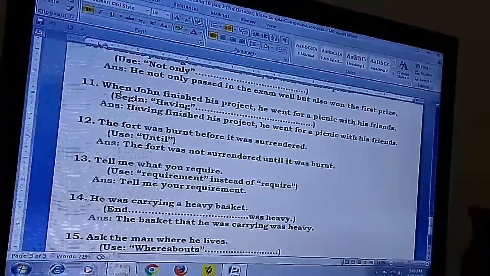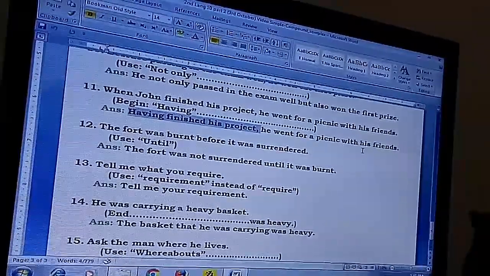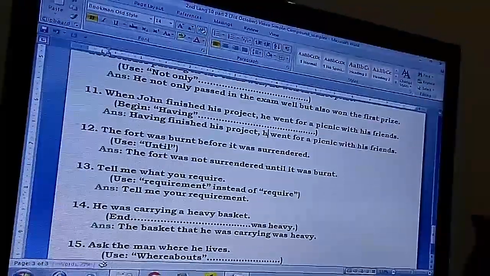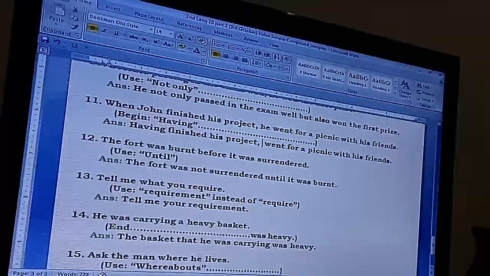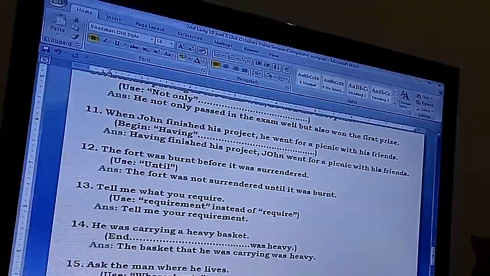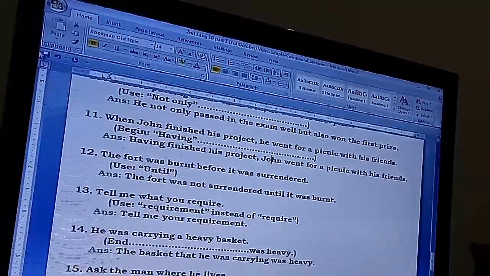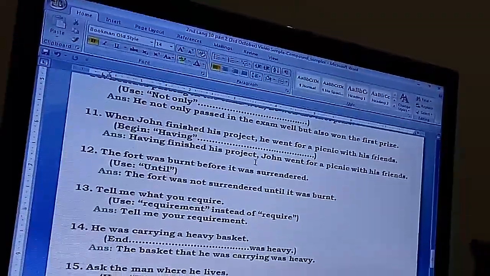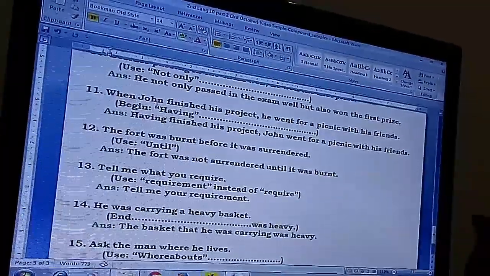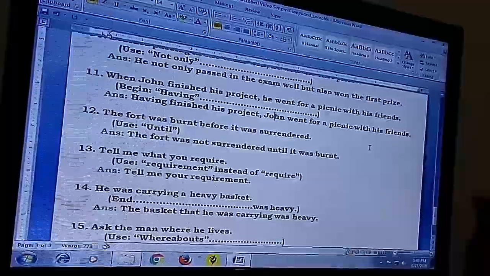Begin with having. So having finished his project, he went for a picnic with his friends. Now I think instead of he, you should use John here. Yeah, that makes complete sense. Having finished his project, John went for a picnic with his friends, because you see the subject John we cannot remove. So having finished his project, John went for a picnic with his friends.